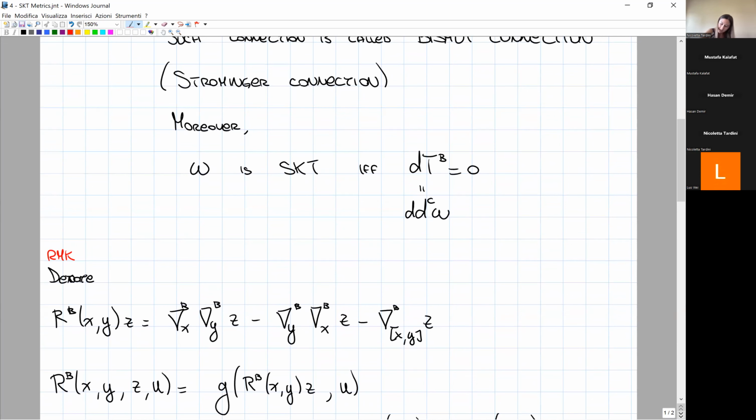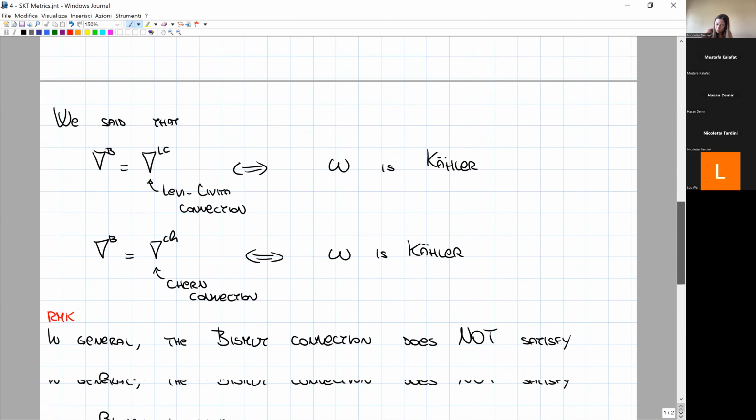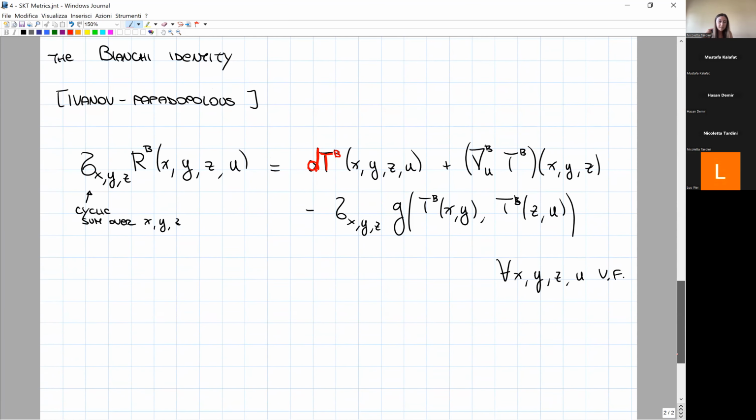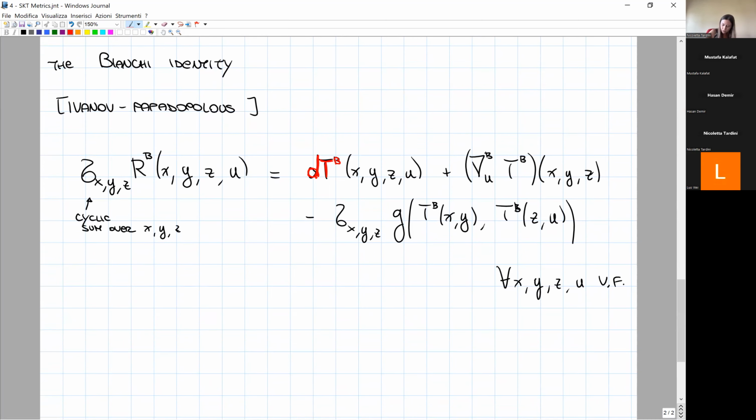Okay, again, I have a problem with the pen sometimes. I don't know why. Anyway, so the differential of the torsion is 0 if and only if the metric is SKT. So for instance, this term vanishes when the metric is strong Kähler with torsion.